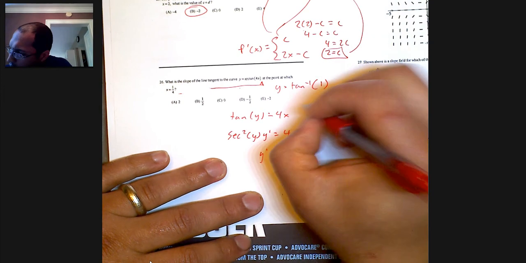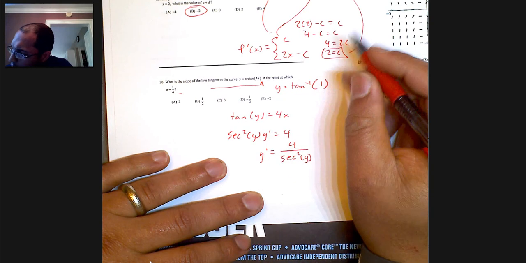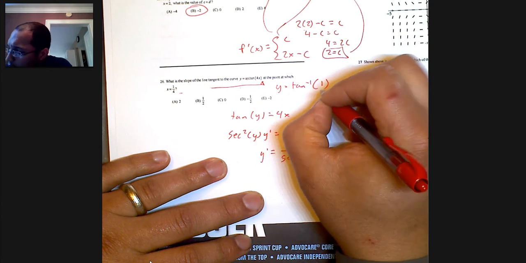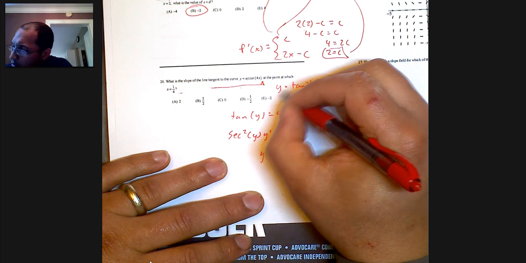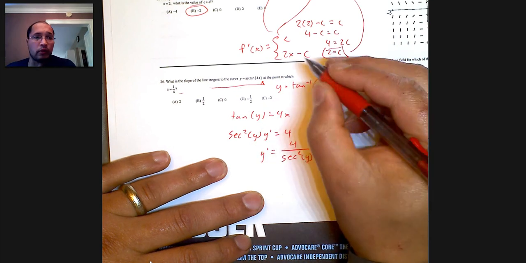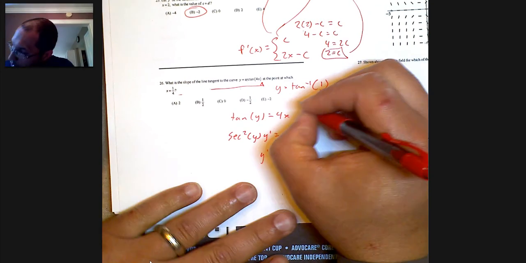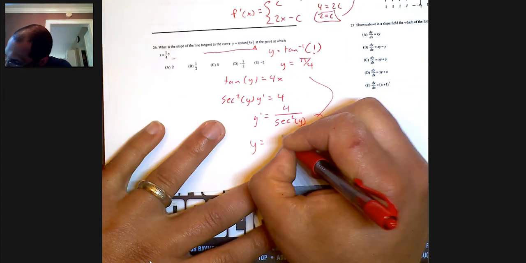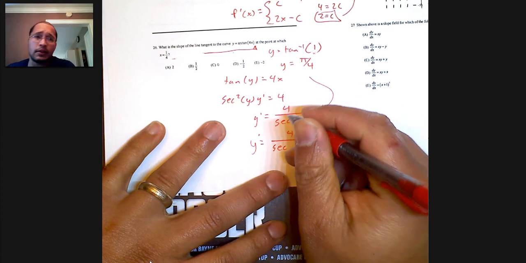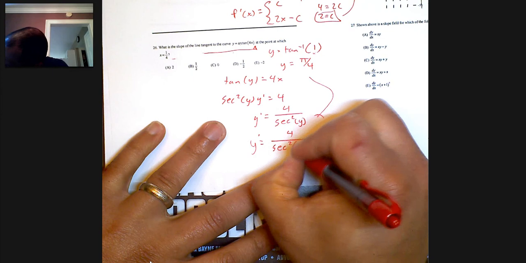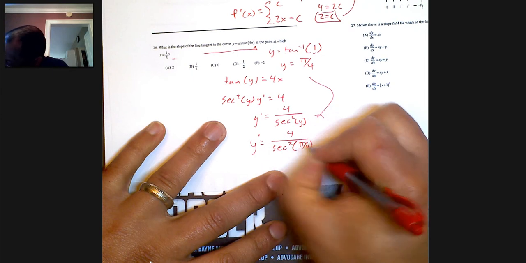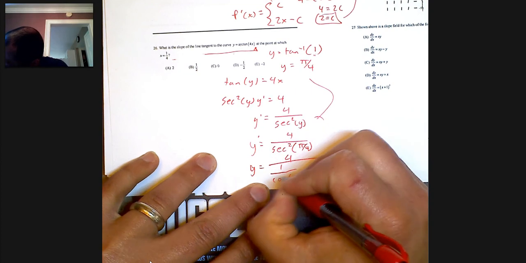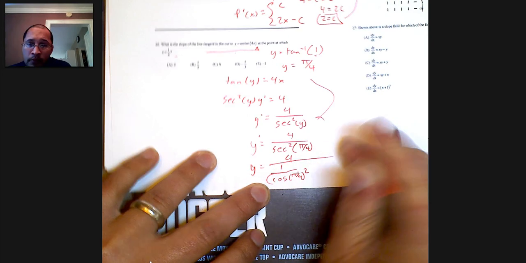So what is that saying? Tangent theta equals 1. Oh, yeah. What theta is the tangent equal to 1 at? And we know it's pi over 4. Okay, so y is equal to pi over 4. And so I plug that in. So y prime equals 4 over secant squared pi over 4. This is a much easier way to do this, guys. But I cannot resist the challenge. So breaking that down, secant squared is 1 over cosine squared. So cosine pi over 4, then squared. Okay, so that is my answer.